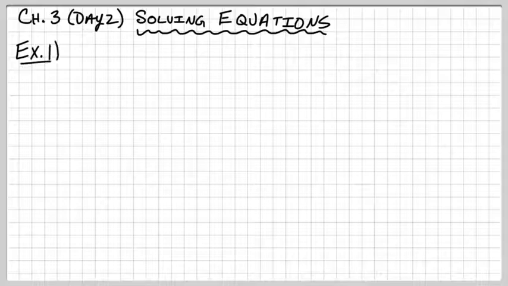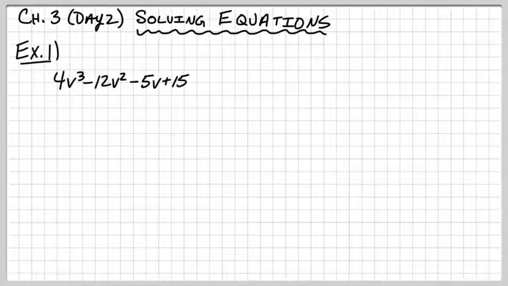So the first example, I'm just going to give you 4v cubed minus 12v squared minus 5v plus 15. Now what we've done before is we can factor this stuff. We can do factor by grouping. So right now this is an expression. So the big difference for you, right now there's nothing to solve because there's no equal sign.